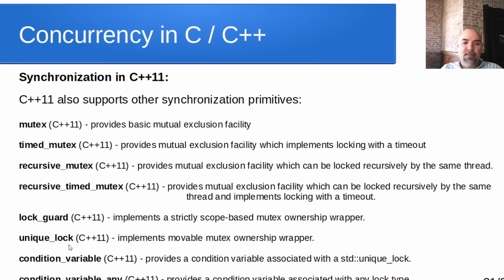But the idea behind these is that they are all synchronization mechanisms. And this lock guard thing is actually pretty cool. That allows you to do a scope-based mutex ownership wrapper. In other words, a lot like a with block in Python that we saw before. You can make a lock guard section that you put the lock in, and then when that falls out of scope, the lock will automatically be released.